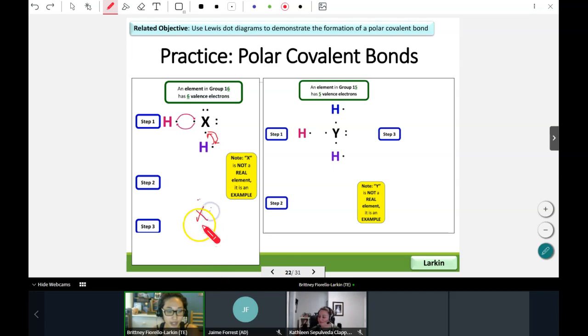I'll keep its unpaired electrons the same. Here's the hydrogen and the hydrogen. They have two shared between them on each line, and X has two up here. So taking a look here, are the hydrogens happy? They each have two electrons being shared with them.